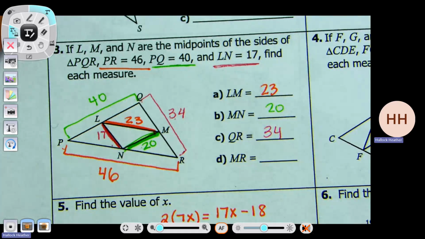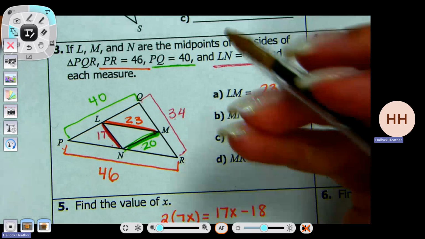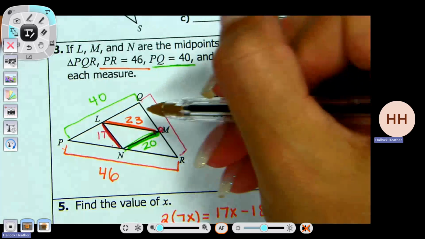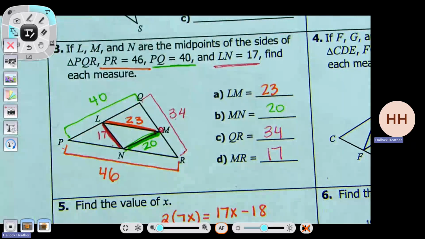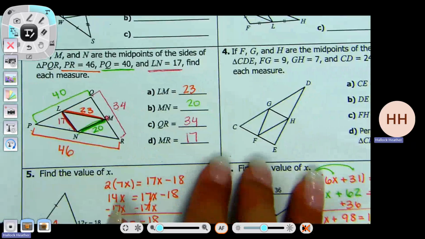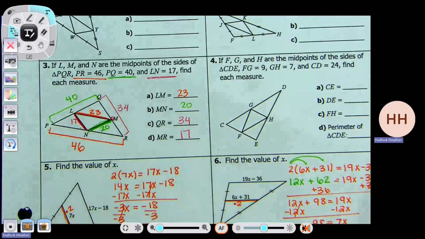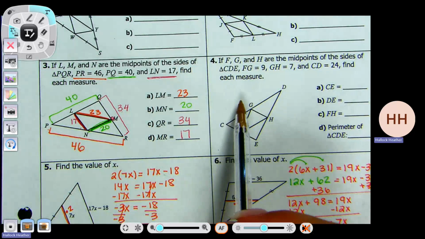What is MR? Half of 34, because technically the whole point of this is M is the midpoint. So you cut it in half. So it's 17. So try number 4 with that same kind of concept. Try number 4. Same type of problem.